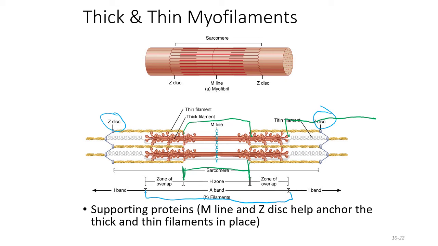In the very center, we have the M line. This M line aligns our thick filaments. The Z discs themselves hold on to our thin filaments, and the yellow is the thin filament. They're also connected by this corkscrew-looking structure here, the titin filaments. Titin filaments work a lot like a spring, just like they look there. They allow the muscle to be stretched out, and then help it to bounce back in.